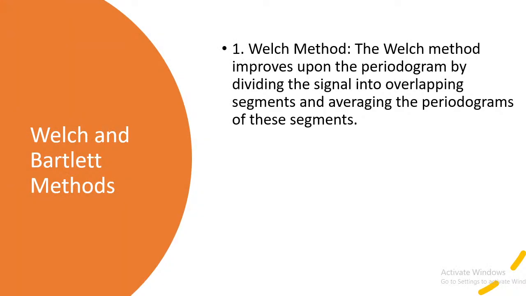Second is called Welch and Bartlett methods. In Welch's method, this improves the periodogram by dividing the signal into overlapping segments. So instead of taking one segment, you take many segments that overlap with each other, and then you average the periodograms. For each segment you find the periodogram, and average the periodograms of these segments. That is Welch's method.